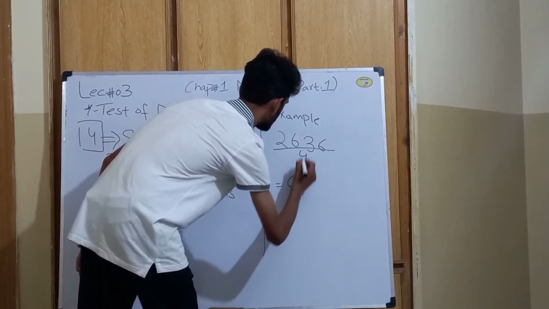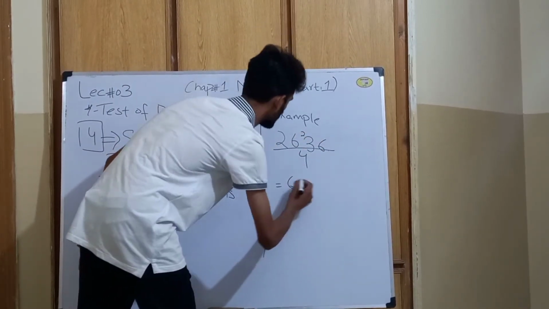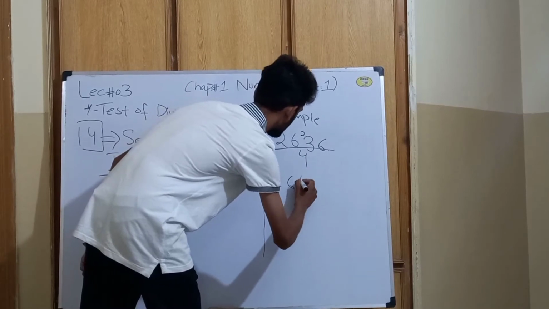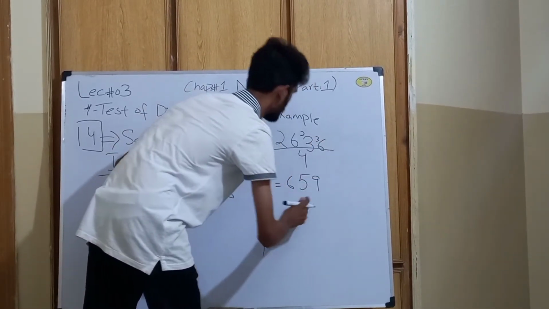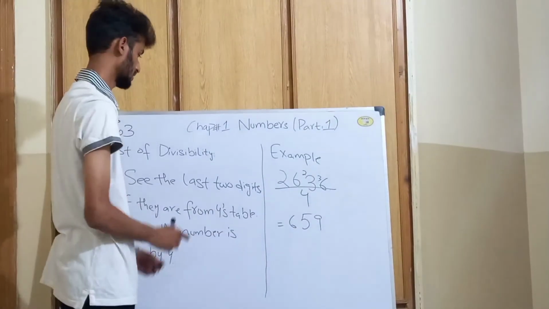4 6, 2 carry 4, 5 20, and 659. Our answer will be 659.